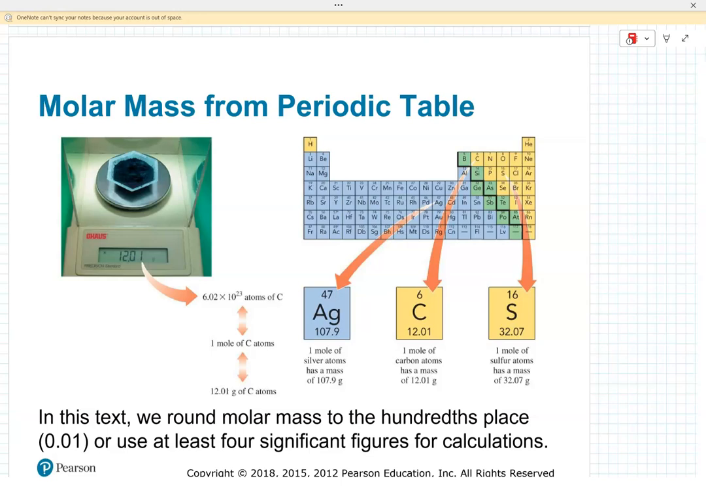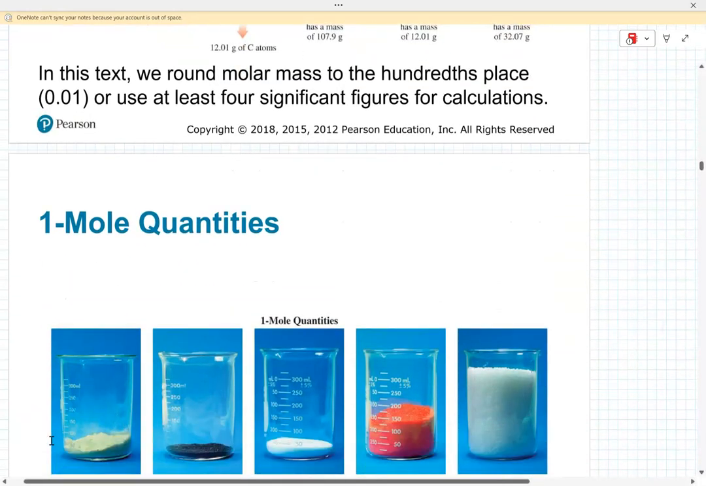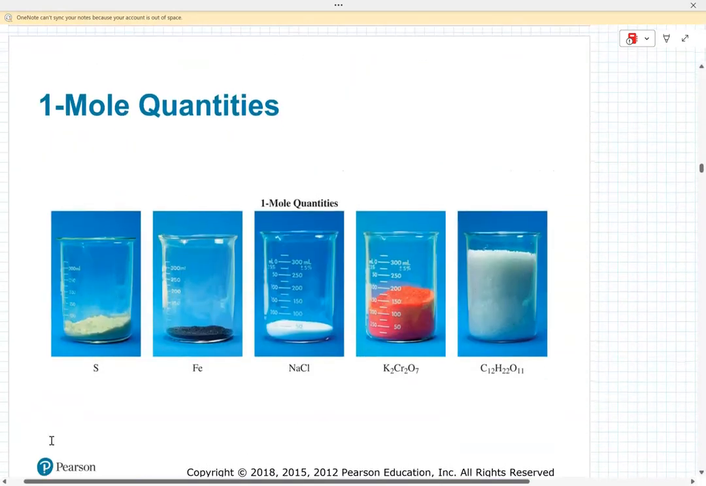Gold is 79, okay? So Zach just rounded up to the whole number. It's okay to round? Okay. If you need to find the molar mass, you look at the mass number in the periodic table. Now this is just very illustrative, showing you 1 mole of different elements, different substances, okay?